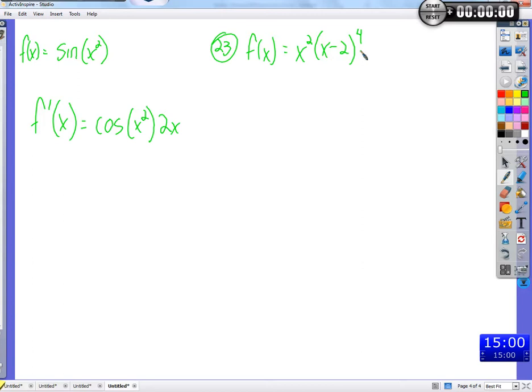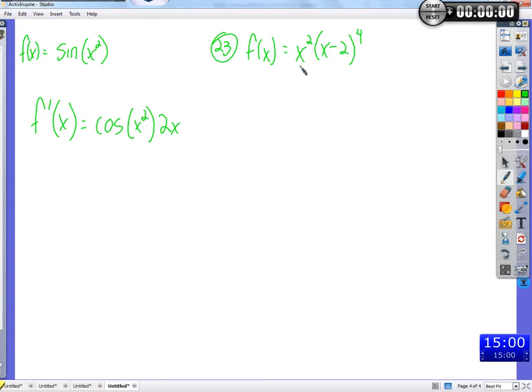Okay, so there's an inside, there's an outside, but there's something about this x squared. What's the x squared doing to this function? It's a constant multiple. He introduced the product rule. Product rule. This is not a constant, so it's not the constant multiple rule.